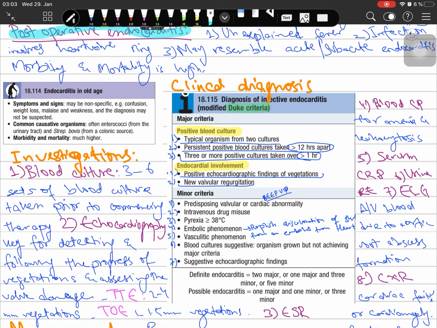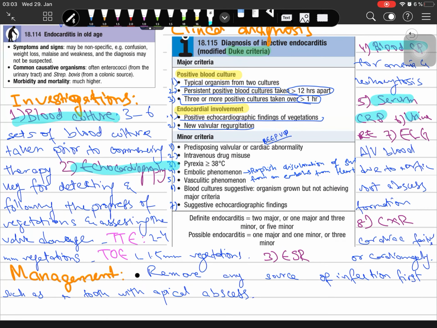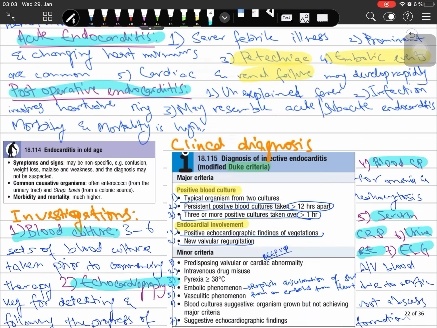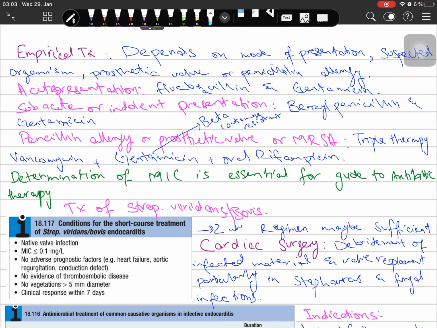Now then, investigations. I explained investigations in a brief, concise way. As you can see: blood culture, echo, blood CP, serum CRP, urine, ECG. Then management, again in a brief, concise way. If you open Davidson, either you have to highlight or you have to take notes, because it is explained in great detail, and before exams you can't go through that detail. So this is how I made my notes.